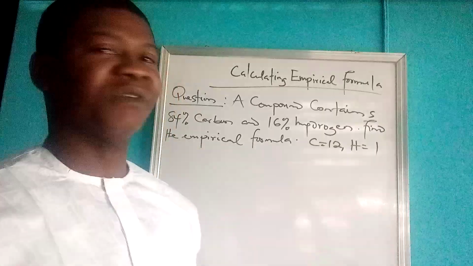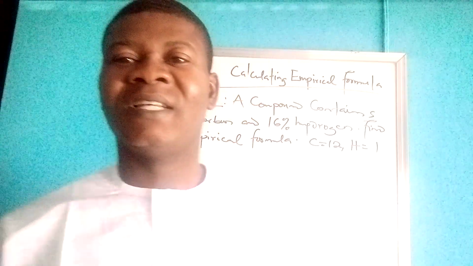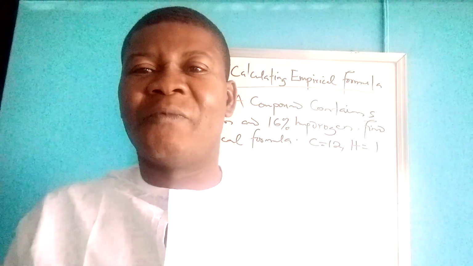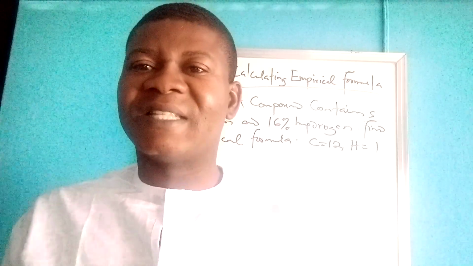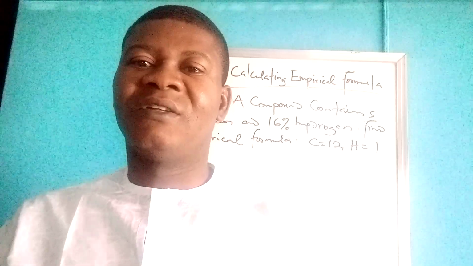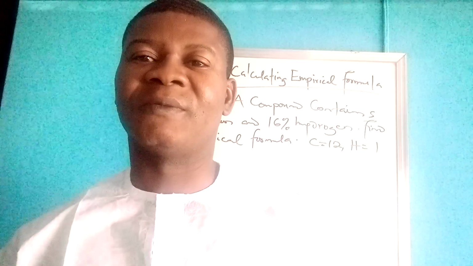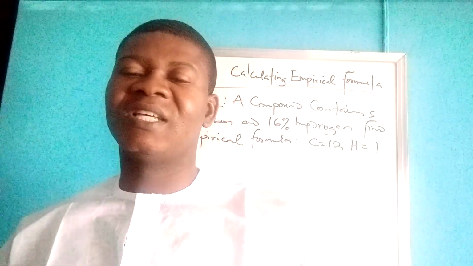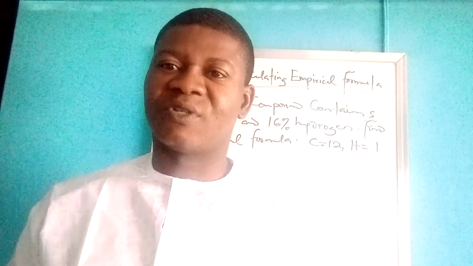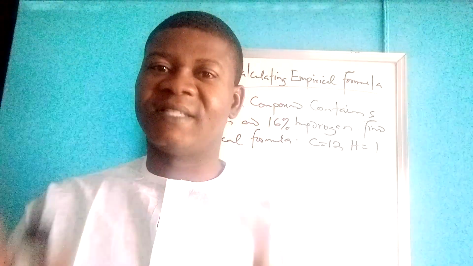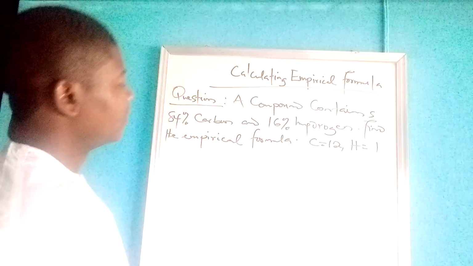A compound contains 84% carbon, 16% hydrogen, and we are to find the empirical formula. But before I proceed, what is empirical formula itself? Empirical formula is the simplest formula which expresses the number of different atoms of different elements that are present in a compound. So, as I proceed, we want to solve this.